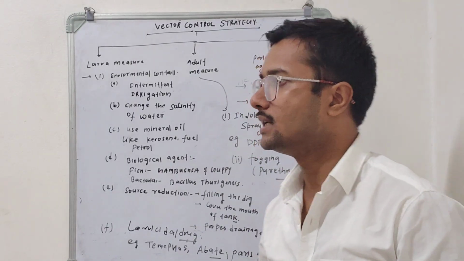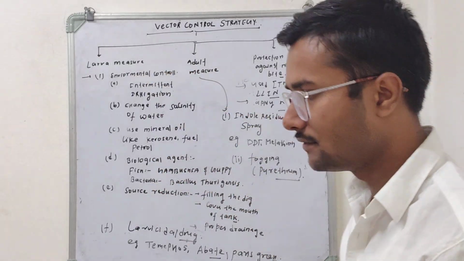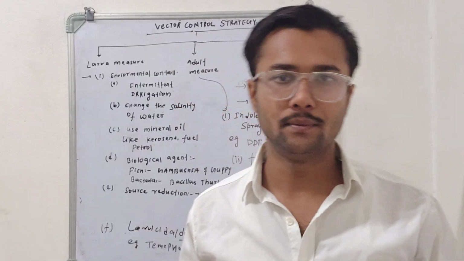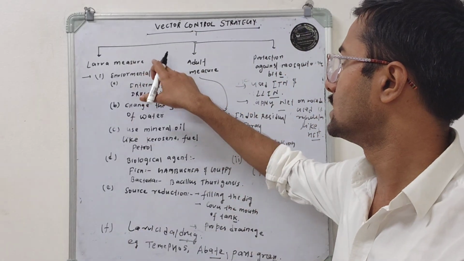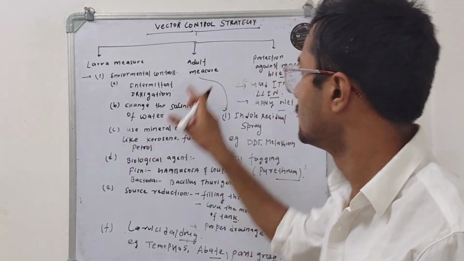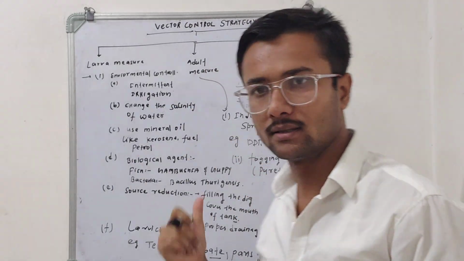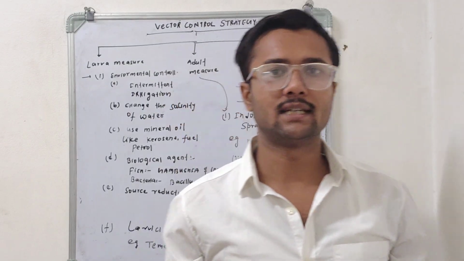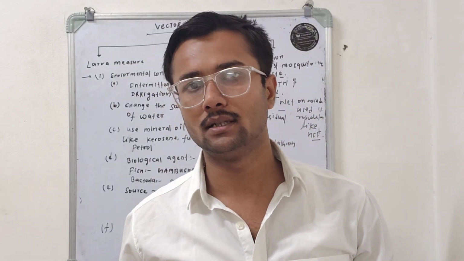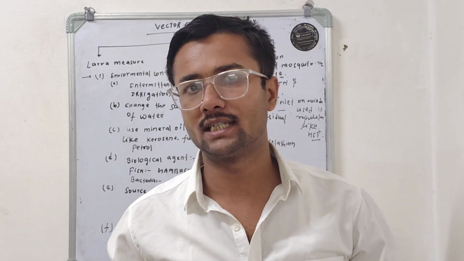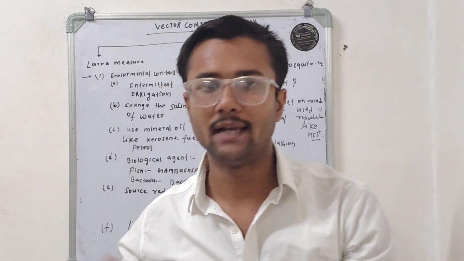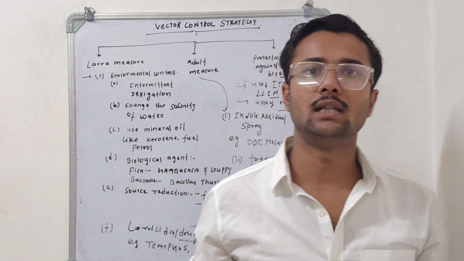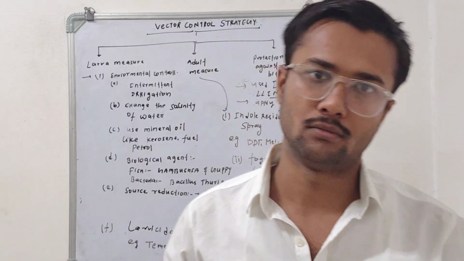So basically there are three ways by which we can reduce the growth of the female Anopheles mosquito. One is the larva measure, another is the adult measure, and the third is the protection. What I am telling you, let's see. Basically there are three ways through which we can protect ourselves from female Anopheles mosquito biting, or we can reduce the growth of the female Anopheles mosquito.